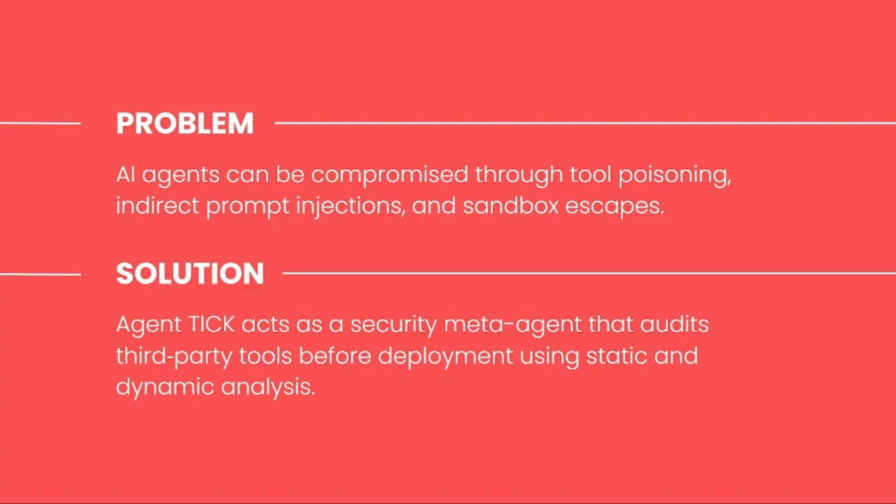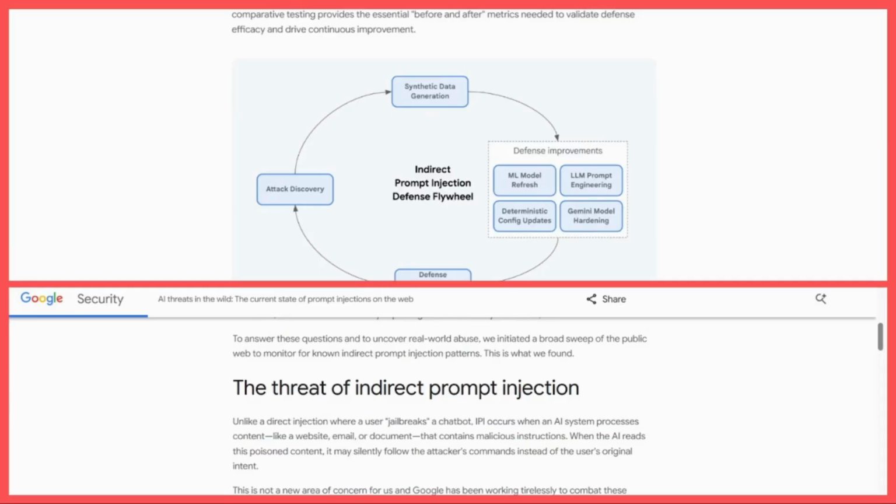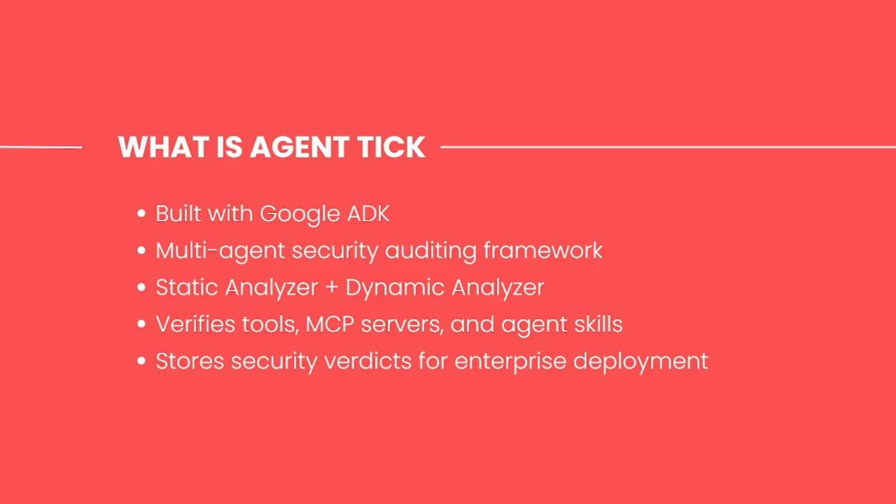The latest M-Trends and Google security reports confirm that software supply chain compromises, third-party app connections, and vendor access abuse represent high-impact entry points. In fact, over 34% of intrusions have exploited these entry points, showing how stealthy dependency attacks are in this era. In the AI landscape, attackers exploit this by poisoning public registries with prompt overrides or exfiltration triggers hidden inside tool descriptions. To solve this, I built Agentic using the Google Agent Development Kit, or ADK.